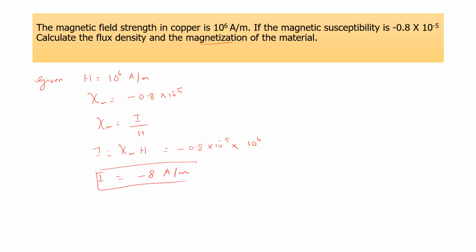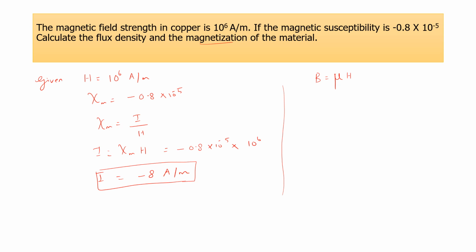So I am getting the intensity easily. So next one is flux density. So flux density, you know the formula connecting mu and H. That is B is equal to mu H. So for which mu is required and mu is not given in the problem. So you have to find out mu first.